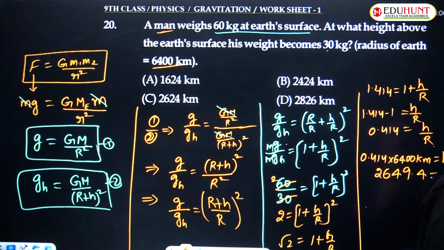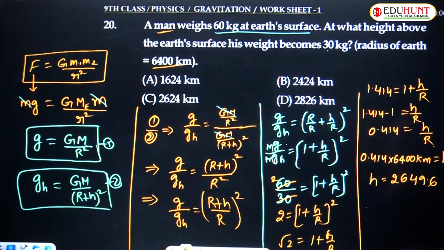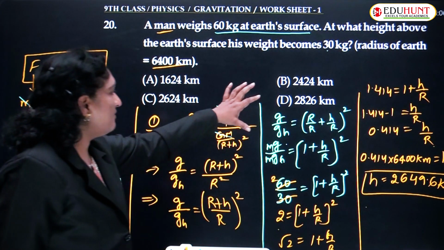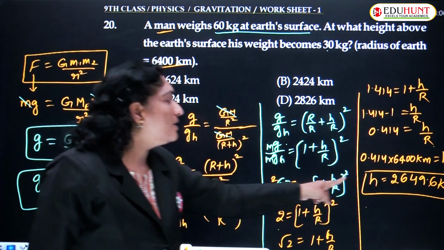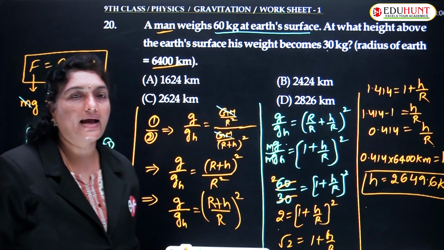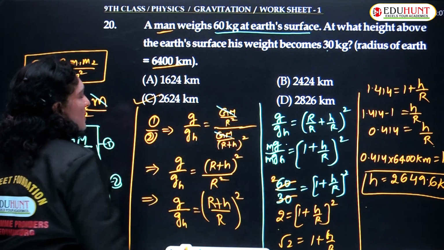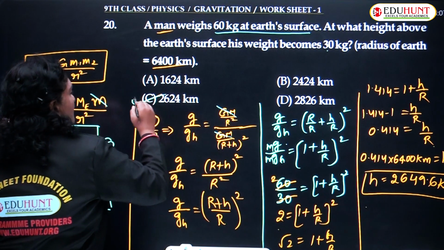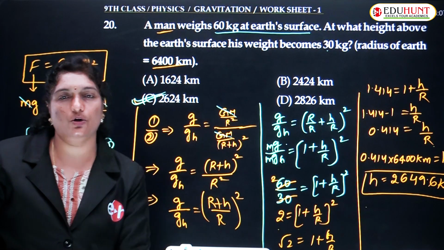If you multiply 0.414 with 6,400, you will approximately get something like 2649.6. So the value of h is found to be about 2649.6, measured in kilometers. We have been given 4 options: the value of h here is 1624, 2424, 2624 or 2824. Now we got the value as 2649.6, which is approximately equal to 2624, and hence the correct option is option C. So approximately 2624 kilometers.